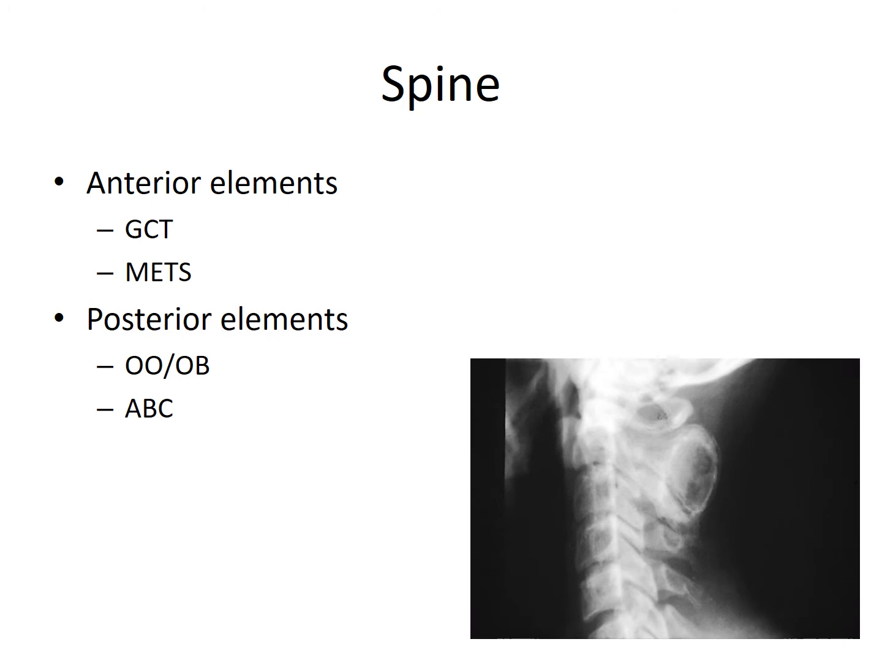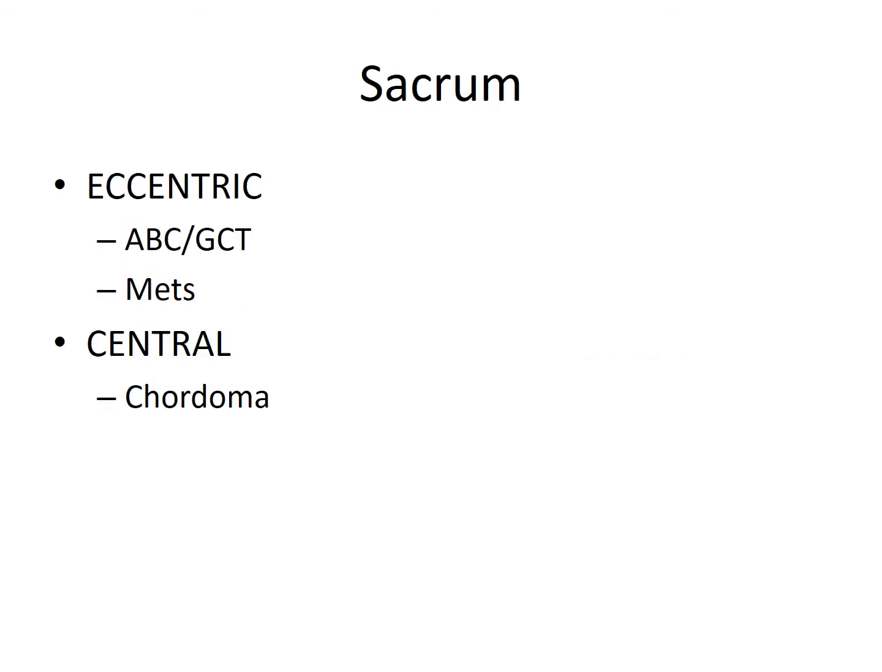When we particularly look at the spine, the anterior elements are common to have giant cell tumors and mets. The posterior elements, osteoid osteomas, osteoblastomas, and aneurysmal bone cysts. The picture on the bottom right here is a large posterior spinous process lesion. This was an osteoblastoma. The sacrum considerations here are for lesions that are eccentric or central.